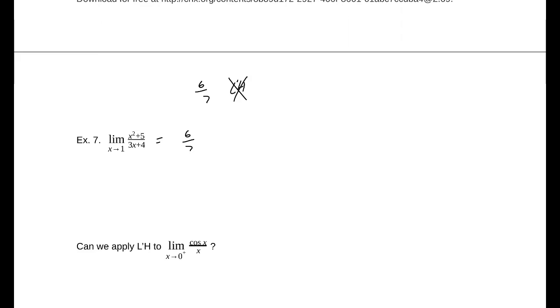If you did, however, apply L'Hopital's rule incorrectly here, that would be 2x over 3, and that limit is 2/3, which, again, is not true. So we can't apply L'Hopital's rule there.